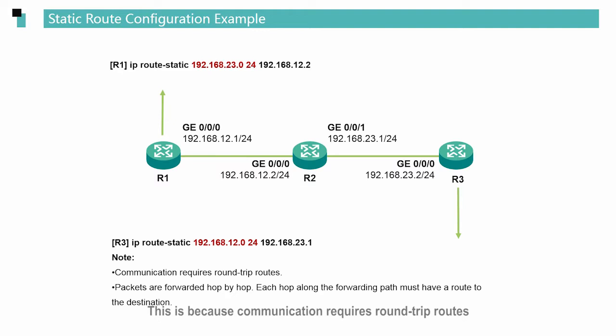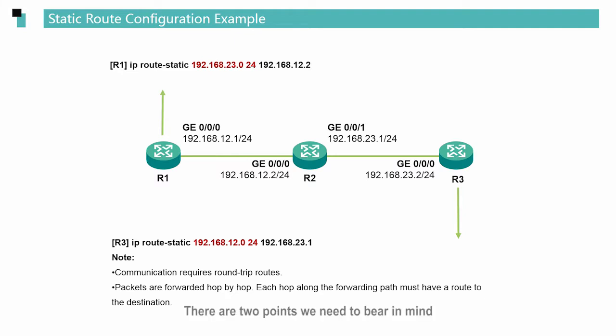This is because communication requires round-trip routes. With the static route configured, R1's packet can reach R3, but R3 has no route back to R1. As a result, R3 cannot send a response to R1. To address this problem, we need to configure for R3 a static route destined for R1 with R2 as the next hop. Once this route is configured, R1 can ping R3.